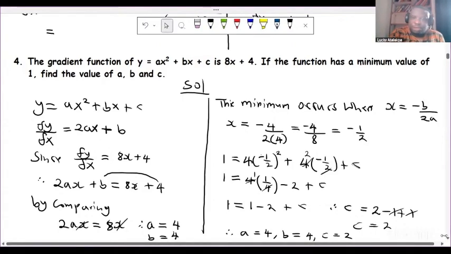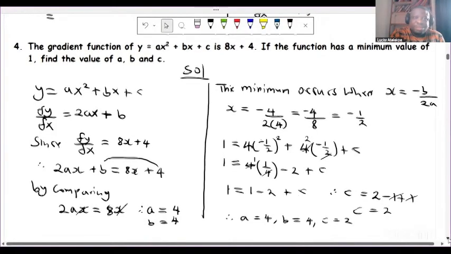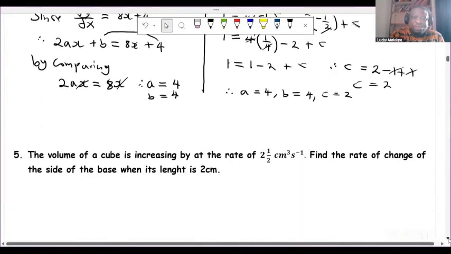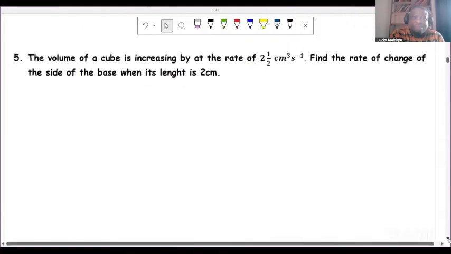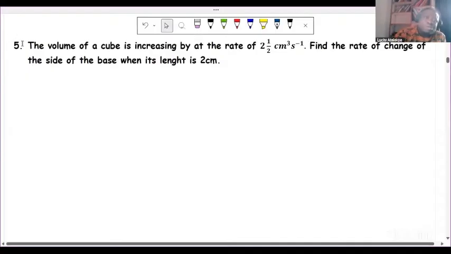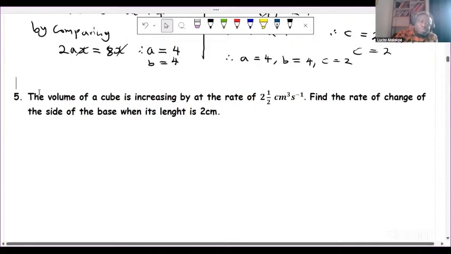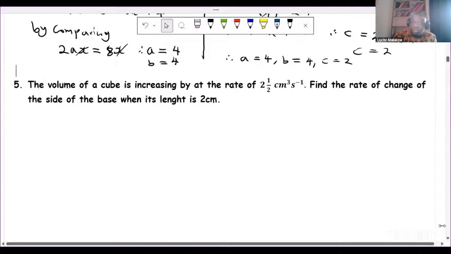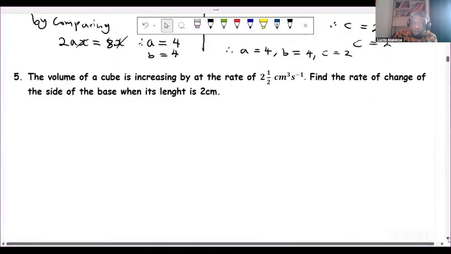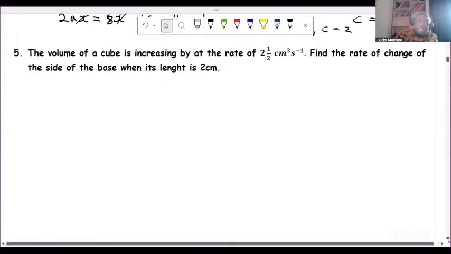Okay. So let's look at the next question, number 5. Mind you, all of the questions we have been looking at are majorly applications of differentiation, right? Major applications, right? And the question we're about to look at now is still an application question in differentiation. And this is a very interesting one because it's a word problem. So we'll interpret.